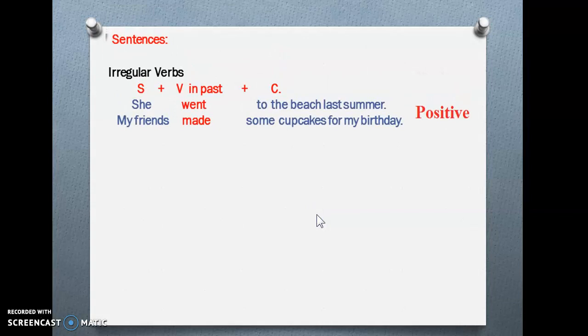With these verbs, we can write sentences. We have positive and negative sentences. For positive sentences, you need the subject, the verb in past, and the complement. For example, here we have: She went to the beach last summer. My friends made some cupcakes for my birthday.